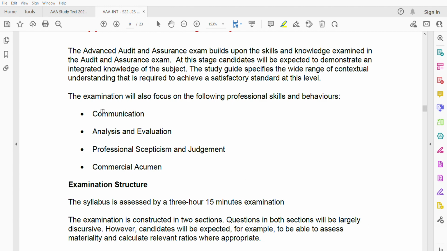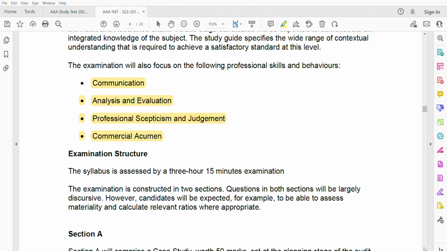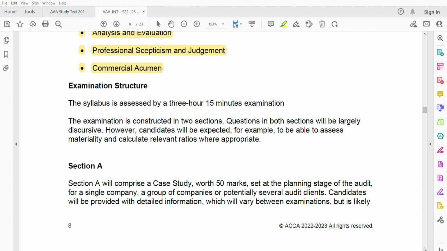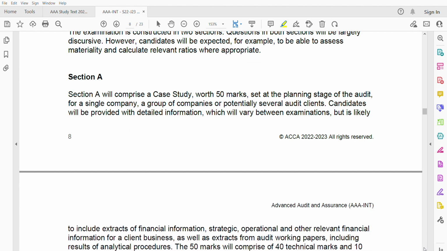So these are the four skills. Now let us go to the examination structure, a 3 hour 15 minute paper. Mostly for AAA, people say it's theory or numbers, or both will come. AAA is more about discussion. You need to discuss more than you have to do any calculations. It does not mean calculations will not come. You will still be expected to calculate something.